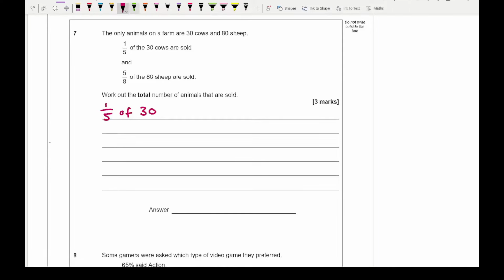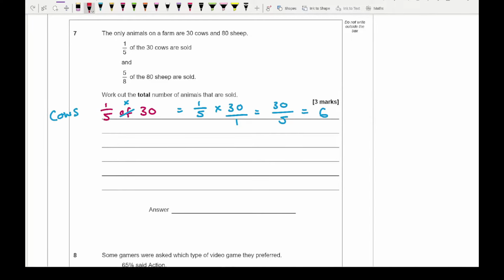Now, when working with the word of, that basically means times. So then I'm going to do 1/5 times 30. And if I convert the 30 as a fraction, I've then got 30 times 1, which is 30, 5 times 1, which is 5. 30 divided by 5 is 6. So that's to do with the cows.